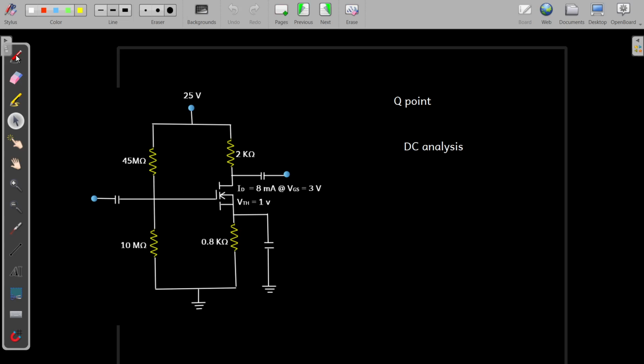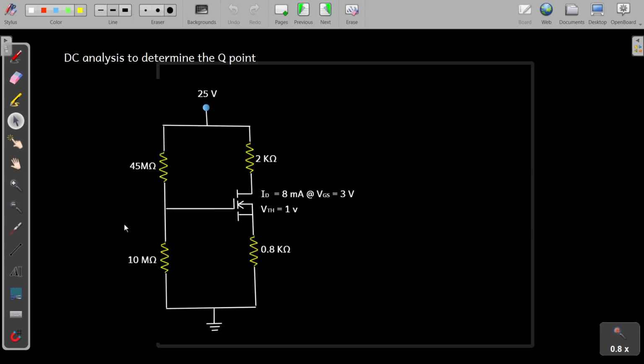Here we have the capacitors C1, this one is C2. These are all the coupling capacitors. As well as we have this bypass capacitor C3. These three capacitors will be acting as open circuit for DC, so we can remove these particular portions and we'll get the circuit like this. This is the DC equivalent circuit after removing the capacitors. From this circuit we are going to determine the Q point.